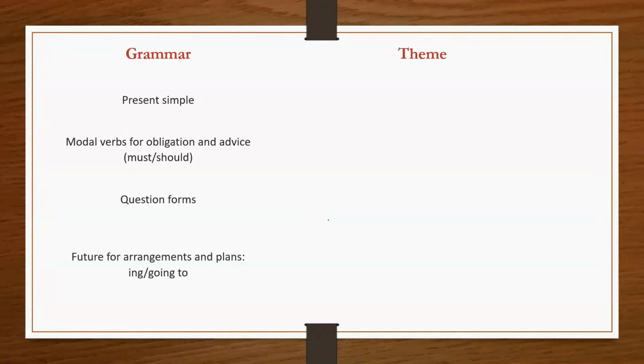Great. So we've got the present simple there. Modal verbs for obligation and advice. Don't worry about what that means. Essentially, that just means must or should. Question forms. Well, how we practice question forms. And the future for arrangements and plans, like going. I'm shopping tomorrow, for example. I'm going to go to the shops tomorrow. So there are our 4 grammar points.